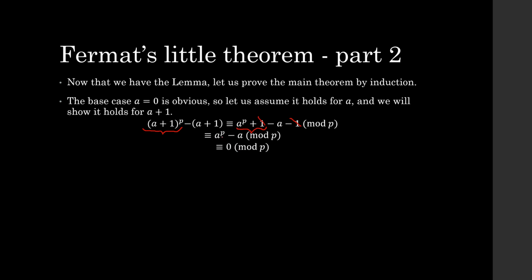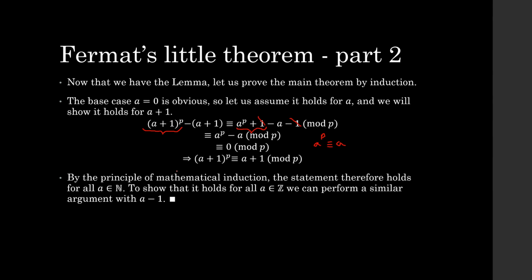And a to the p minus a by the induction hypothesis is congruent to 0, because the induction hypothesis tells us that a to the p is congruent to a. And so that means that a to the p minus a is going to be congruent to 0. So we've shown that a plus 1 to the p minus a plus 1 is congruent to 0, which is the same as showing that a plus 1 to the p is congruent to a plus 1 mod p. And so that completes the induction.